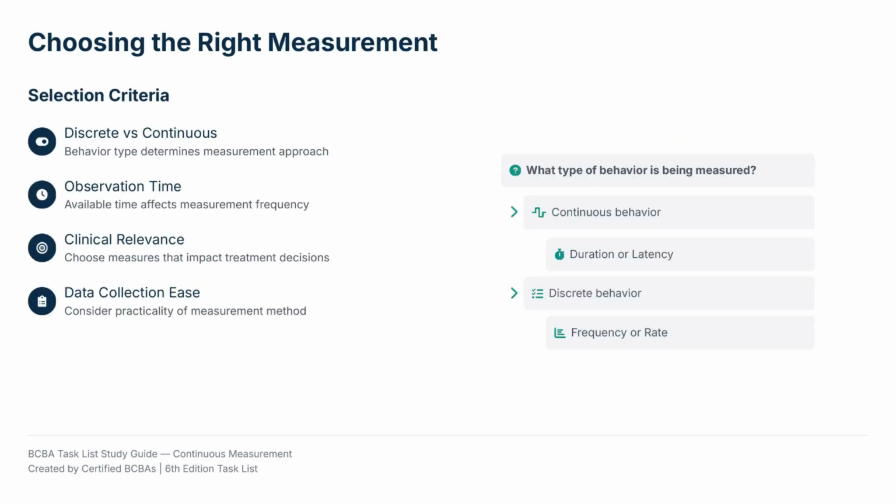Selecting the correct measurement system depends on several factors. First, consider whether the behavior is discrete or continuous. Discrete behaviors with clear start and stop points are often measured using frequency or rate. Continuous behaviors that last over time are typically measured using duration or latency. Other considerations include observation time, clinical relevance, and the practicality of data collection. Ultimately, the measurement system should provide data that meaningfully informs treatment decisions.